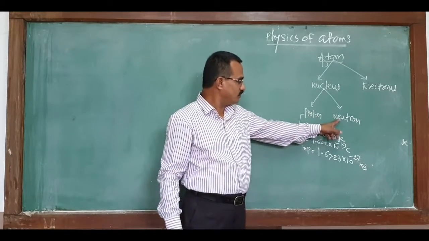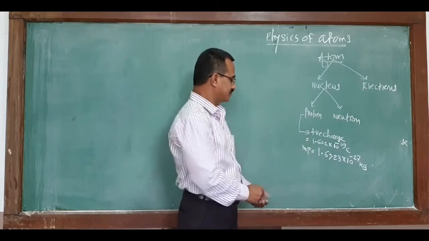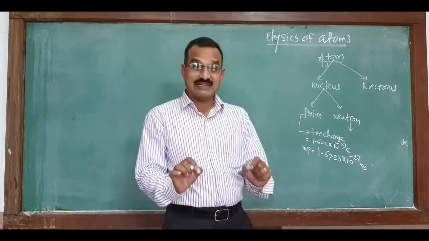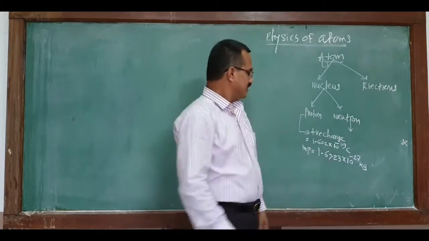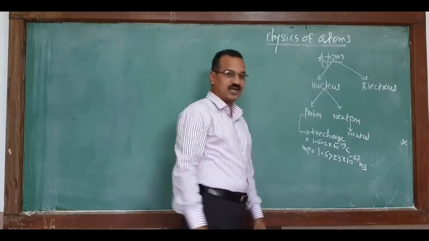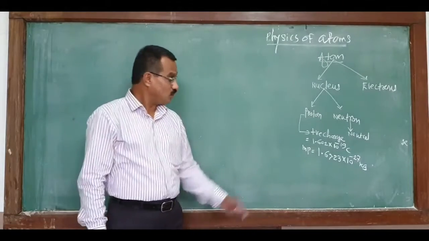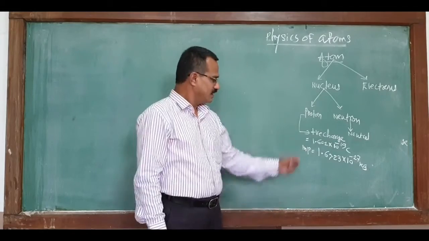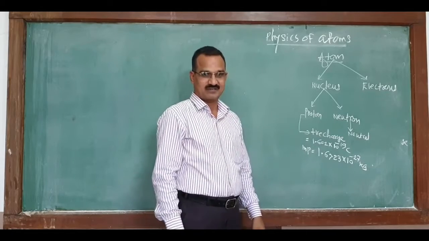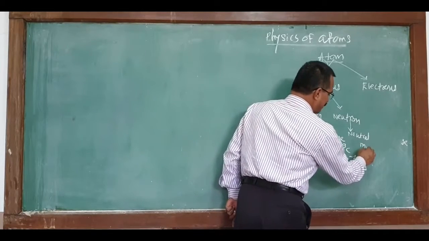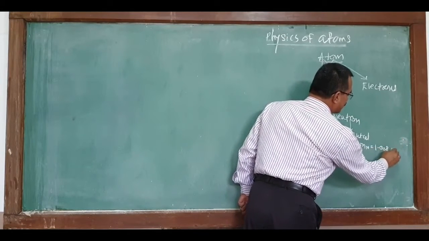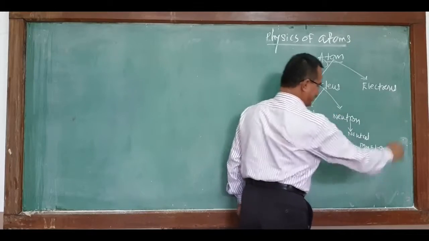The next component of the nucleus, neutron. Neutron is electrically neutral. Means it cannot carry positive charge or negative charge. But what about the mass of the neutron? Neutron is a little heavy as compared to the proton. And mass of neutron must be equal to 1.008 times mass of proton.